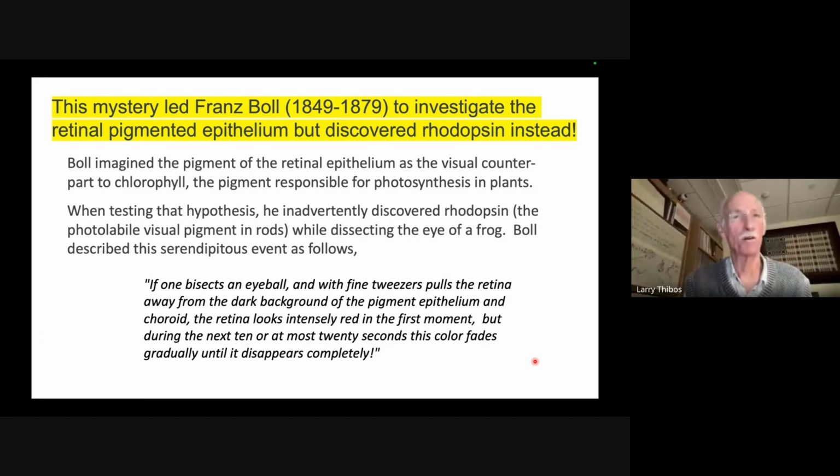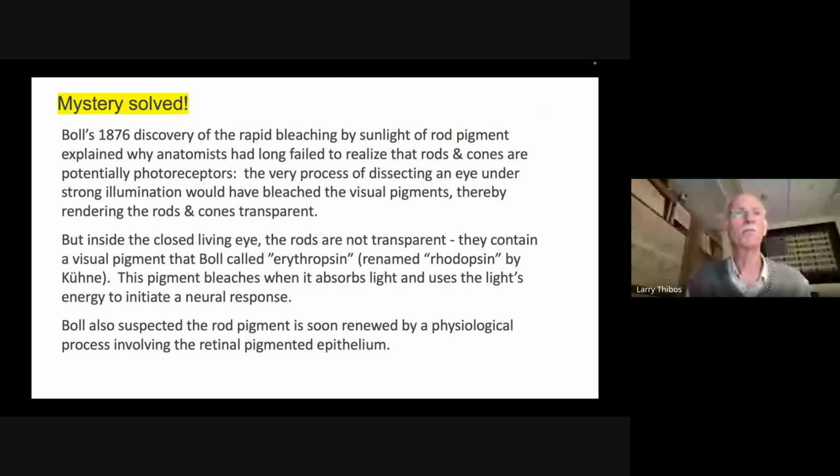Boll described his accidental or serendipitous event as follows. He said, if one bisects an eyeball and with very fine tweezers pulls the retina away from the dark background of the pigment epithelium and choroid, the retina looks intensely red in the first moment. But during the next 10 or at most 20 seconds, this color fades gradually until it disappears completely. Isn't that startling? Well, that solved the mystery, you see.